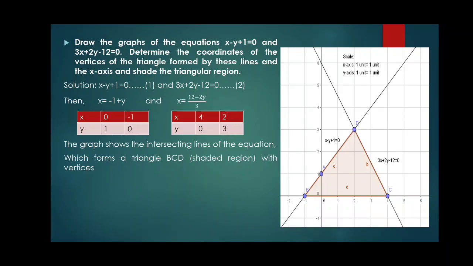We need the coordinates of the vertices, right? So for vertex B, the points are minus 1, 0. For vertex C, the coordinates are 4, 0. And lastly, for the vertex D, the coordinates are 2, 3. So this is the solution to the whole question. So we can see that I have shaded the triangular region. The same thing you have to do in your graph sheet.